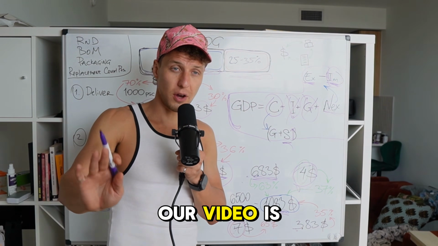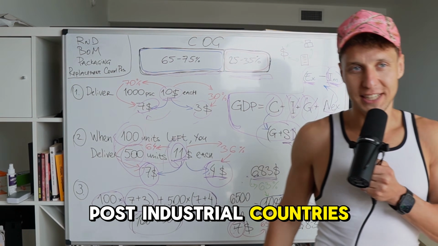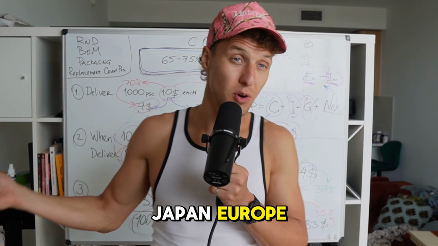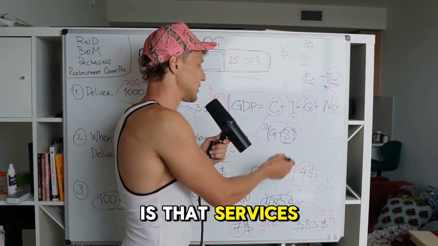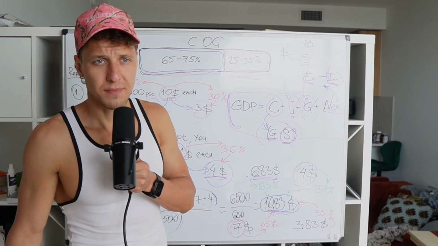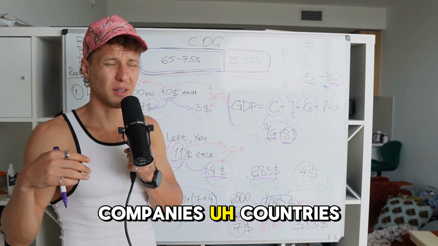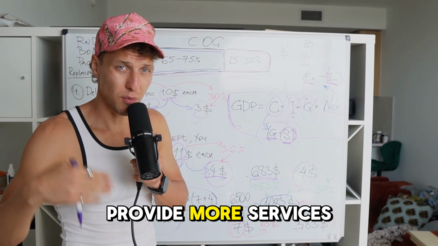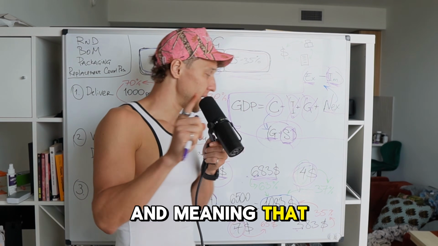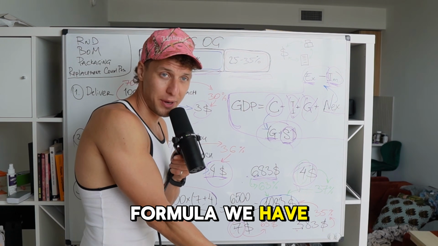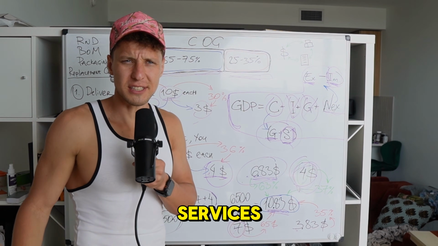The topic of our video is that in a modern economy, in post-industrial countries like the United States, Japan, Europe, the beauty of the consumption is that services are much bigger than goods. Way bigger. That's why they're called post-industrial countries. So they provide more services in the GDP than goods, meaning that back to our formula, this is the goods, this is services.